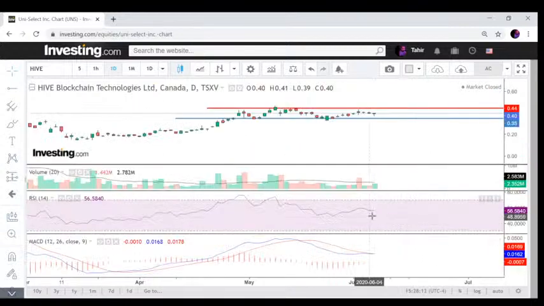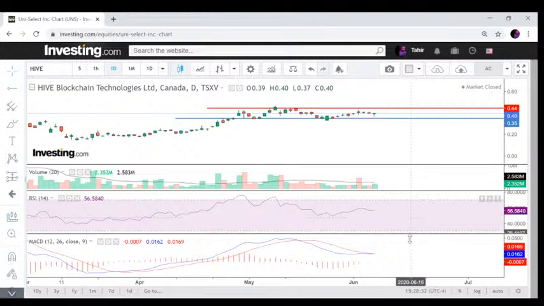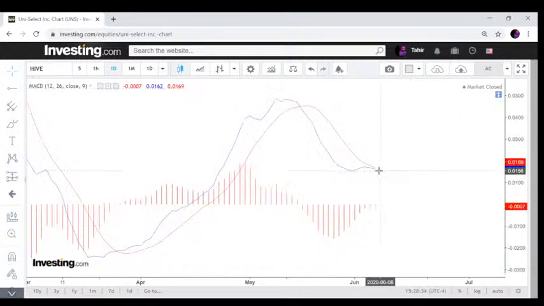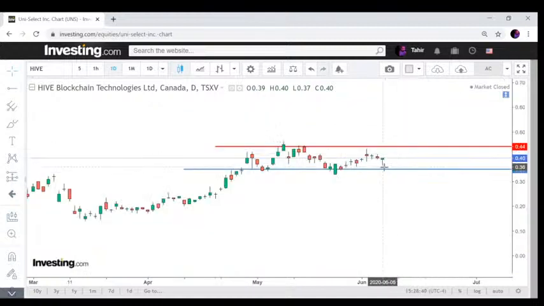Okay, RSI is in an upward direction. Since it is above 50, it is positive, showing the stock is in an upward move. And then this one is a straight line, which shows a neutral move. RSI is neutral, but above 50 shows the stock is in an upward trend. Here, it is about to cross the signal line, which shows you can enter in this stock.